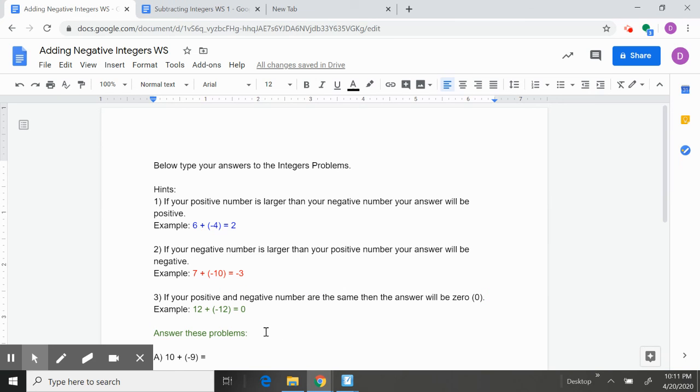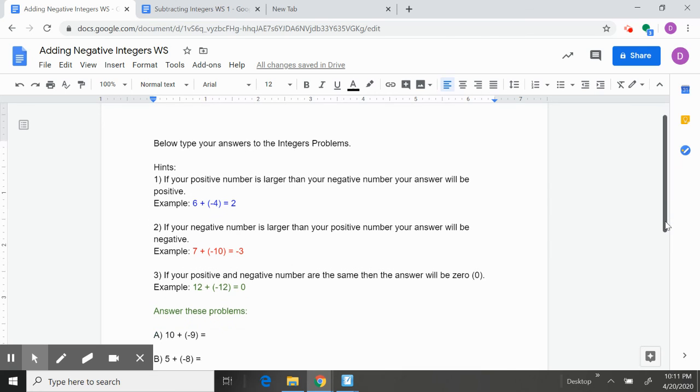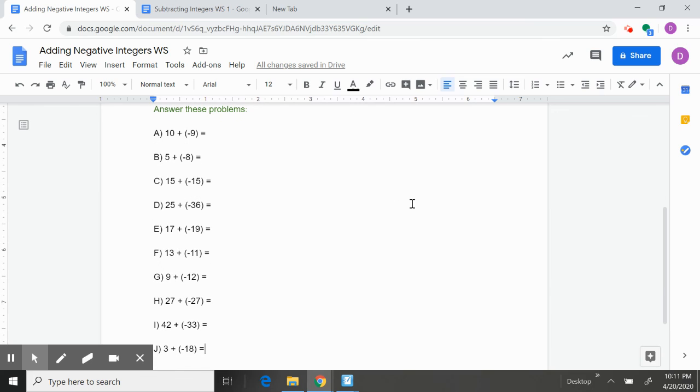When you work on your worksheet today, you'll see I give you the same hints here, and then I ask you to complete these problems. And you're just going to type your answer right there on the worksheet.